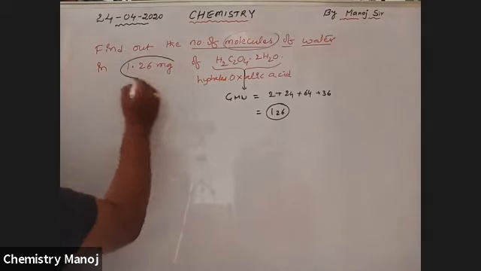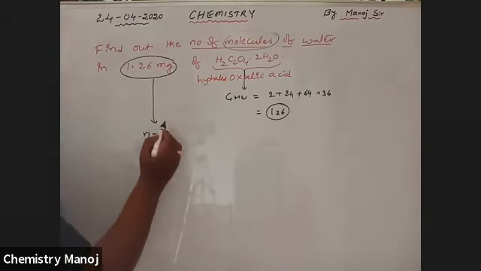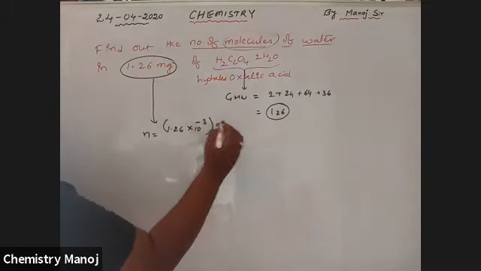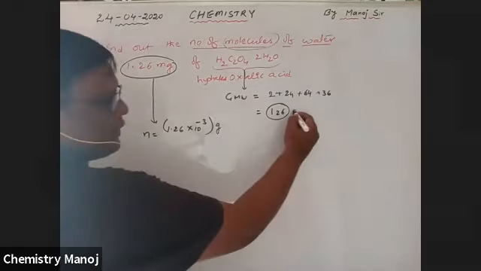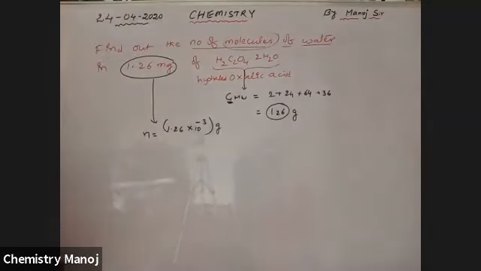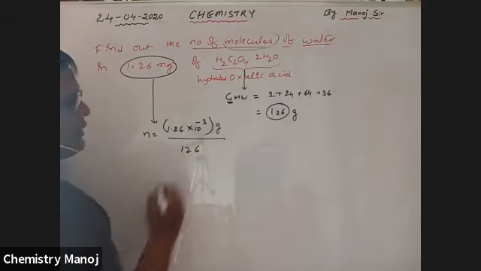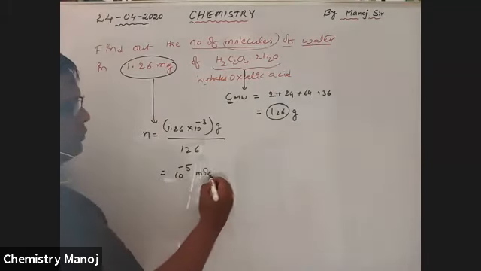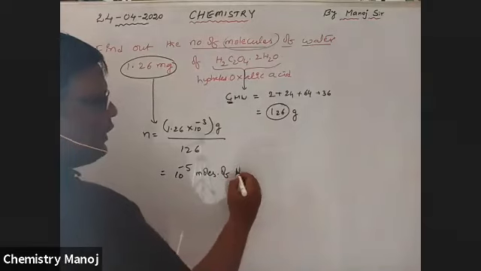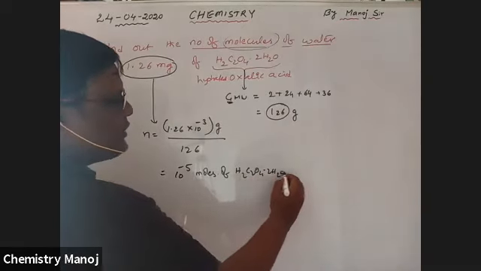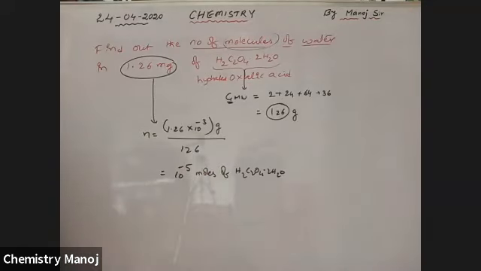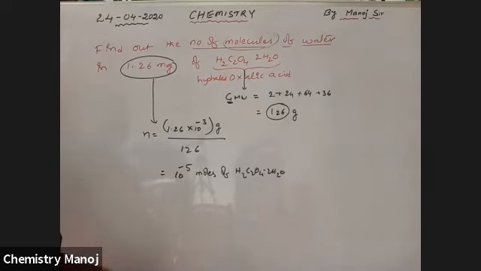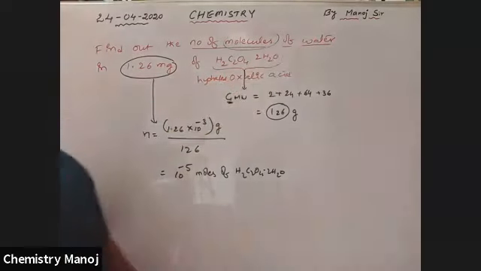Now this weight converts into number of moles. So, weight 1.26 into 10 power minus 3 grams, which is also in grams because it is gram molecular weight, divided by 126. That is equal to 10 power minus 5 moles of H2C2O4·2H2O exists. Okay, but he wants to calculate water molecules.